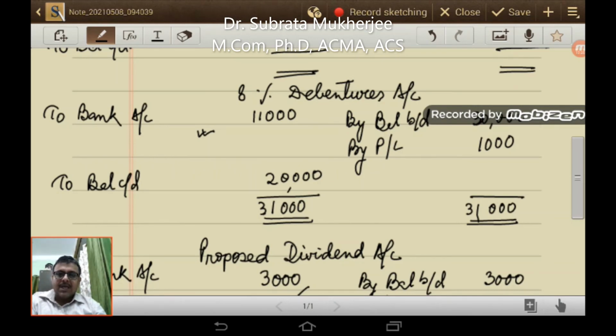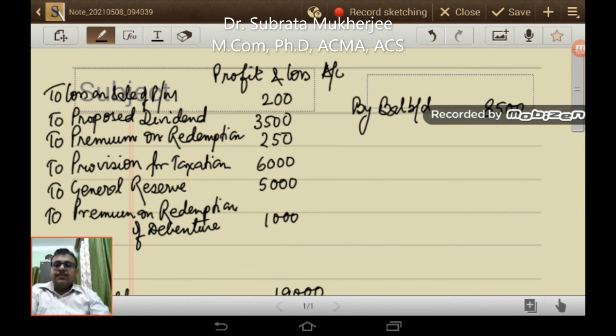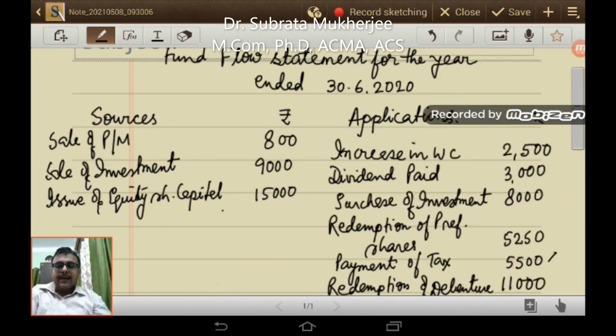the fund flow statement. The balancing figure in the debenture account represents the premium amount, that is 1,000, and this amount of 1,000 we need to transfer from profit and loss account. So the journal entry is profit and loss account debit to 8% debenture 1,000. In PL account I have written premium on redemption of debenture rupees 1,000. And regarding redemption of debenture, I have placed it on the application side of the fund flow statement as redemption of debenture for rupees 11,000.